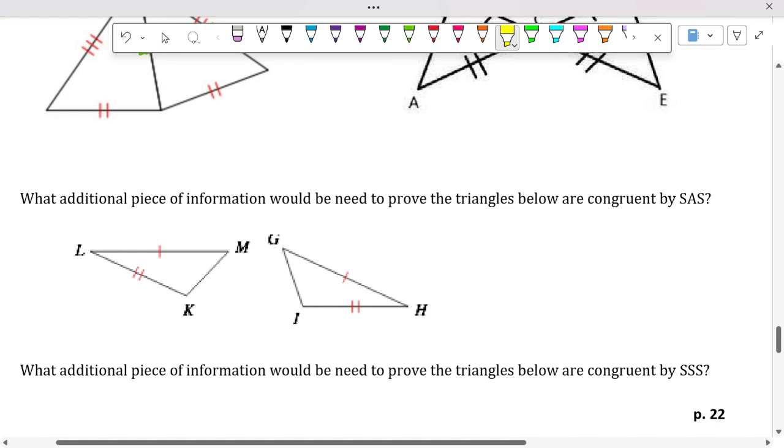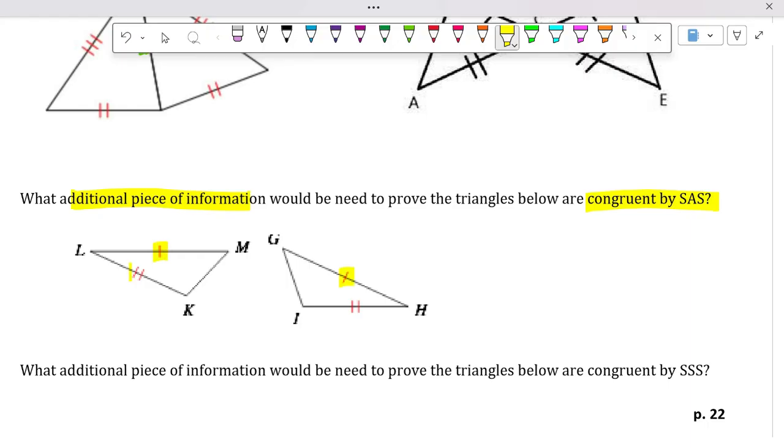Now, what additional piece of information do I need to prove that these two triangles below are congruent by SAS? So we want these triangles to be congruent by side, angle, side. They already gave us two pairs of congruent sides. If I want SAS, what do I also need? We need an angle. Which two angles specifically do we have to prove congruent?